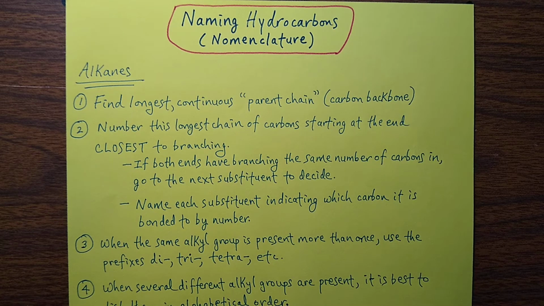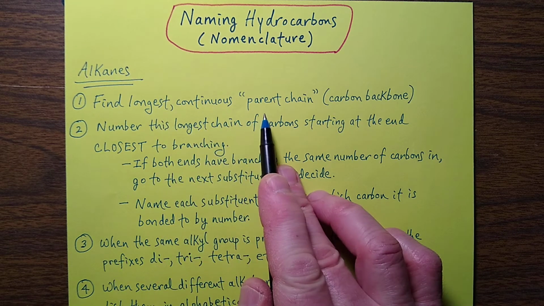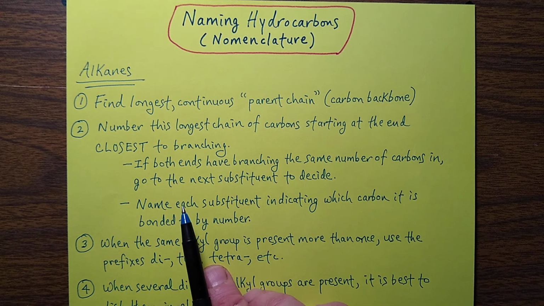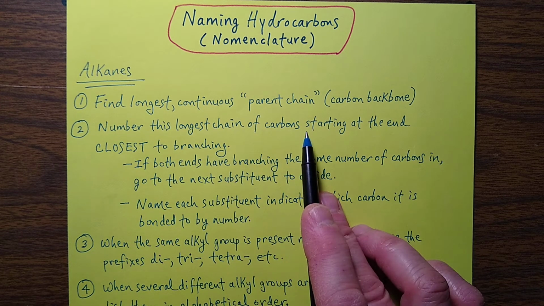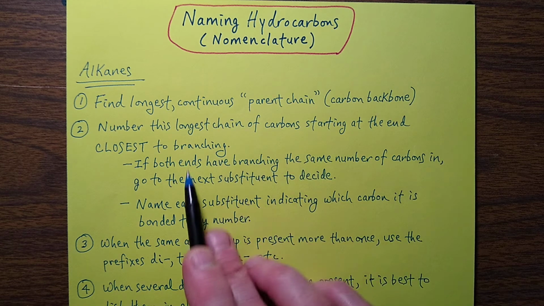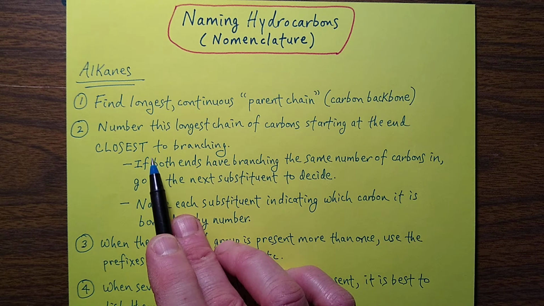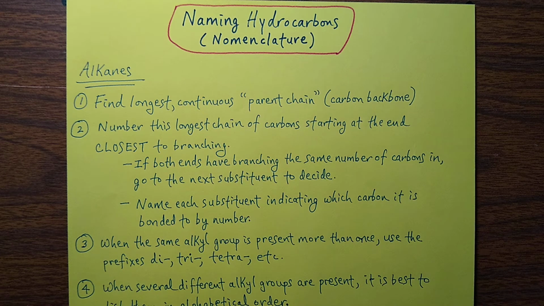So there are some rules you have to follow. Number one, find the longest continuous parent chain, which we'll call the carbon backbone. Number two, you have to number this chain either left to right or right to left, based on finding the longest chain. You number the chain closest to the branching. You start at carbon number one, which would be the one closest to the branching. I will give you examples of each of these.